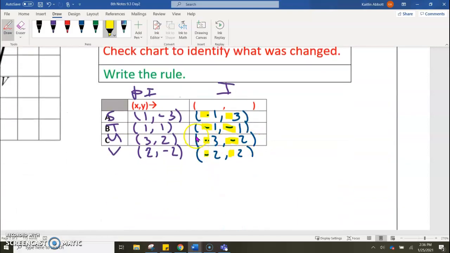Correct. What's a negative times a negative? Is a positive. So if I were to multiply -1 to the 1, that gets me -1. -1 times -3 gets me a +3, so that changes it. So I see that this rule is -x, -y.